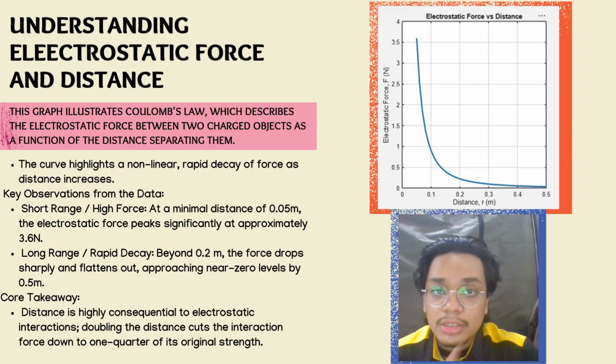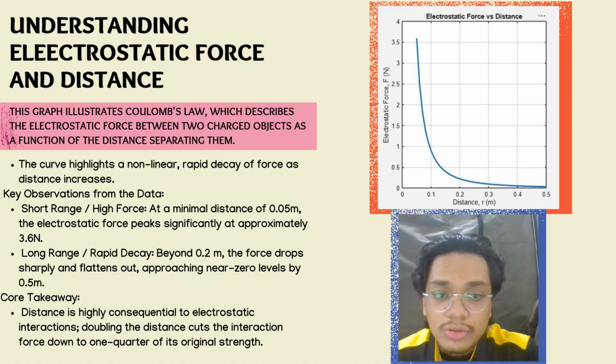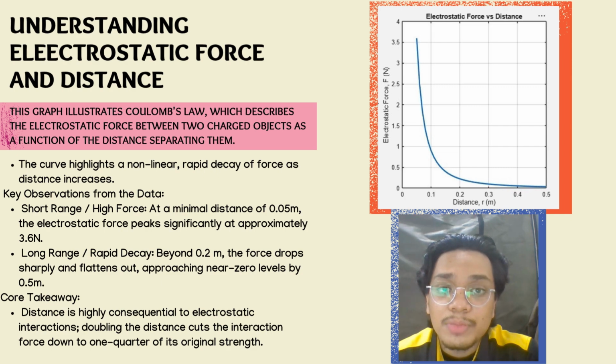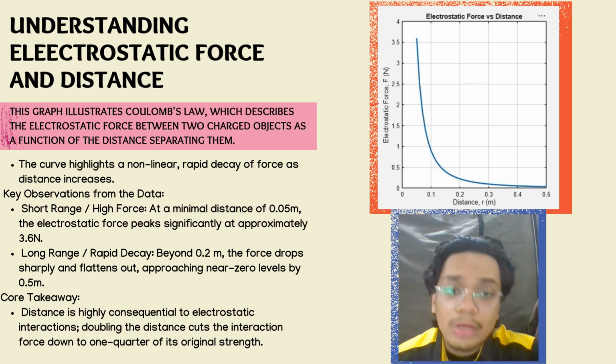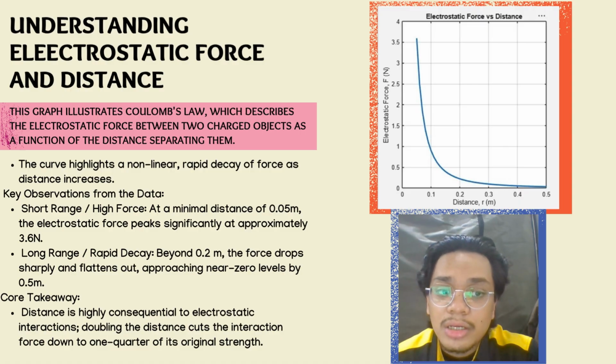So, let's look at the two extremes here. At short range, when the objects are incredibly close, at just 0.05 meters, the electrostatic force peaks massively at about 3.6 newtons, while at long range, the moment the distance pushes past 0.2 meters, the force plummets. It flattens out so aggressively that by half a meter, it's already reaching near zero.